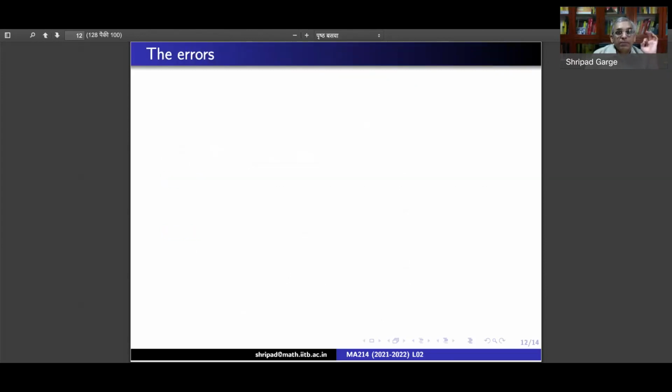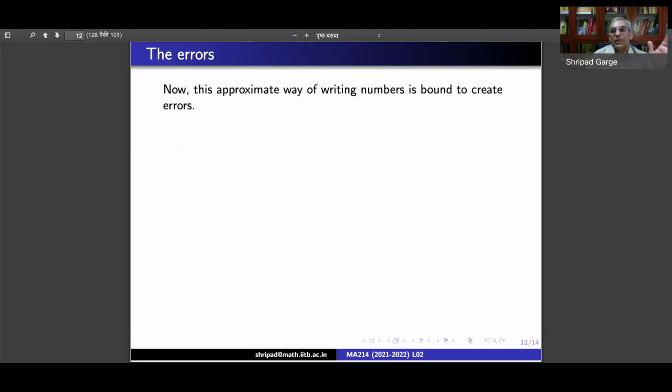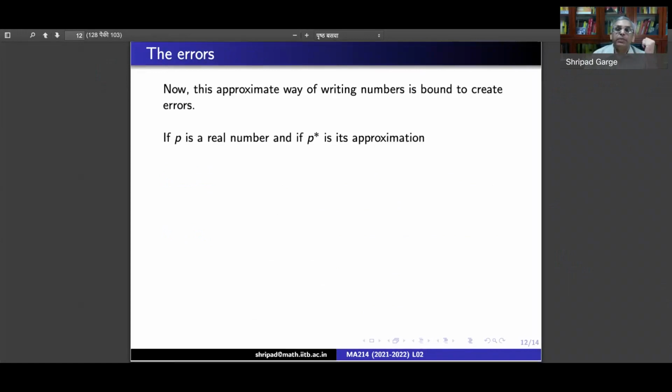So this approximate way of writing numbers is bound to create errors. Definitely there will be errors. So we will actually define two types of errors that we are going to study. If P is your real number and there is an approximation for P, which we denote by P star, then the absolute error is the magnitude of P minus P star. So it's the difference of P and P star, which is the error that we will almost always look at.